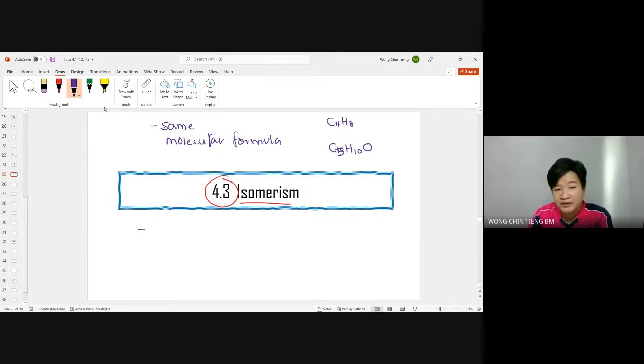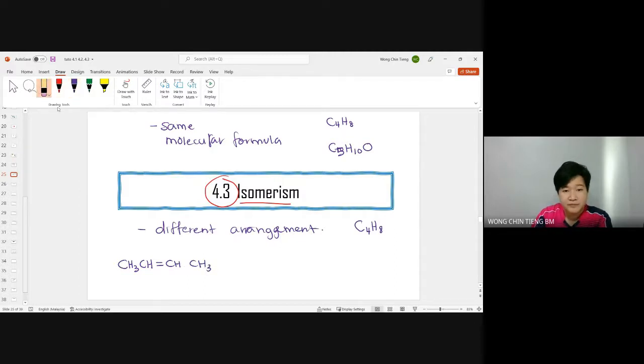But in isomerism, you will have a different arrangement. Okay? You need to have a different arrangement. All right? What is meant by different arrangement? Saya bagi sangat-sangat simple. Kalau saya pegang C4H8 alkene, saya boleh ada susunan CH3, CH2 double bond, CH2 CH3. Dan teacher boleh susun dalam bentuk lain. CH2 double bond CH2 CH3. Sayang, look at these two structures.